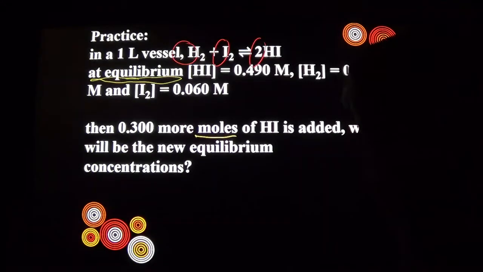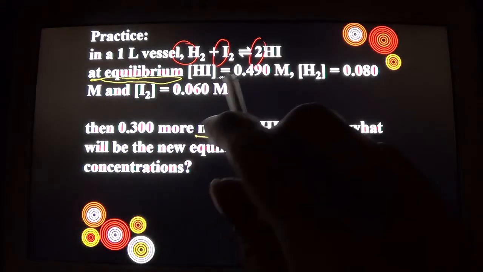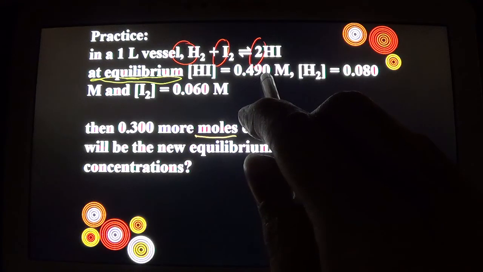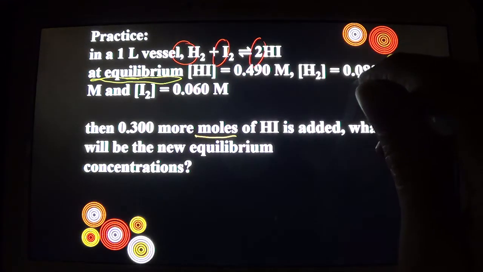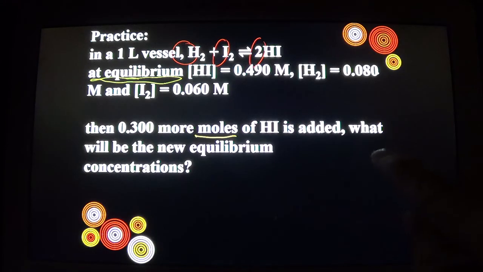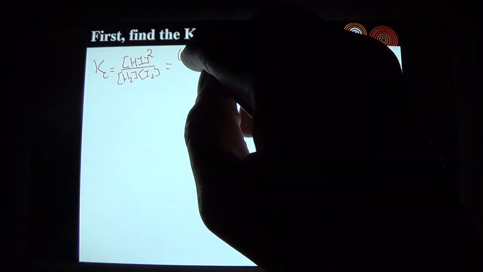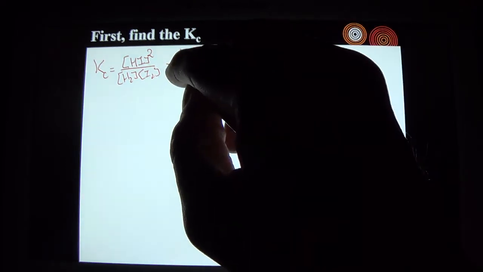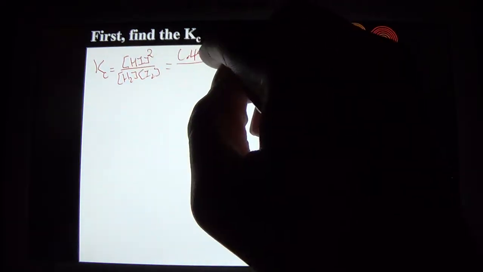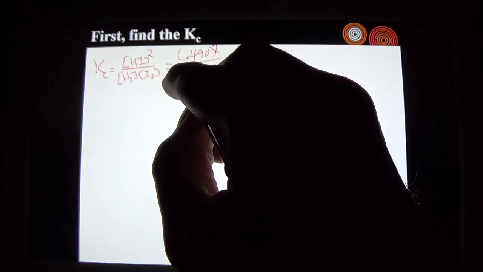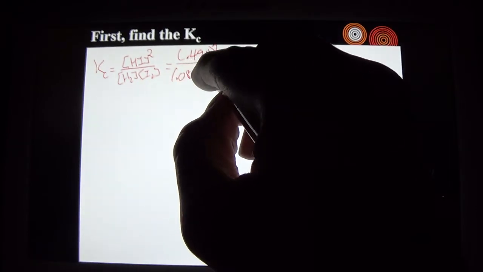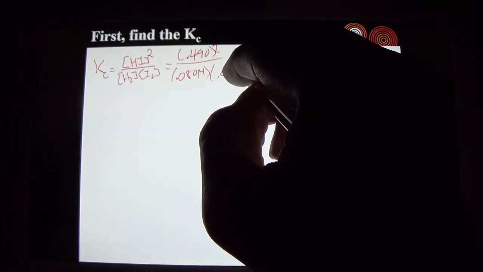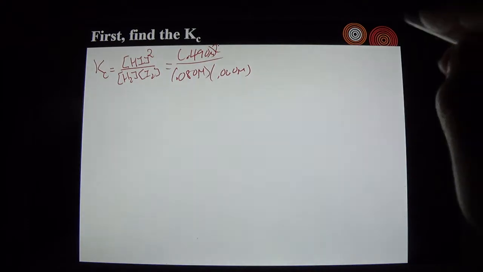Now we plug in our equilibrium amounts. My equilibrium amounts are 0.490, and then 0.080 and 0.060. So 0.490 squared, because I still have that squared, over 0.080 molarity times 0.060 molarity. I really should have had a molarity on that one too.